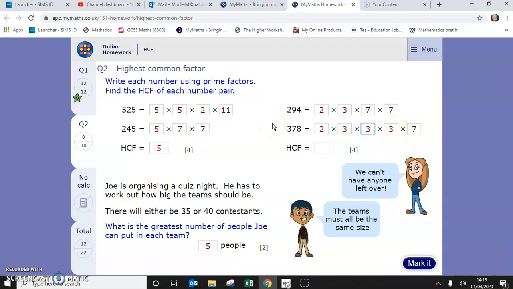If we're looking to find the highest common factor, we want everything that's the same. So we've got a 2 times a 3 times a 7. So if we do 2 times 3, that gives me 6. 6 times 7 gives me 42. And 42 is my highest common factor. Mark it.